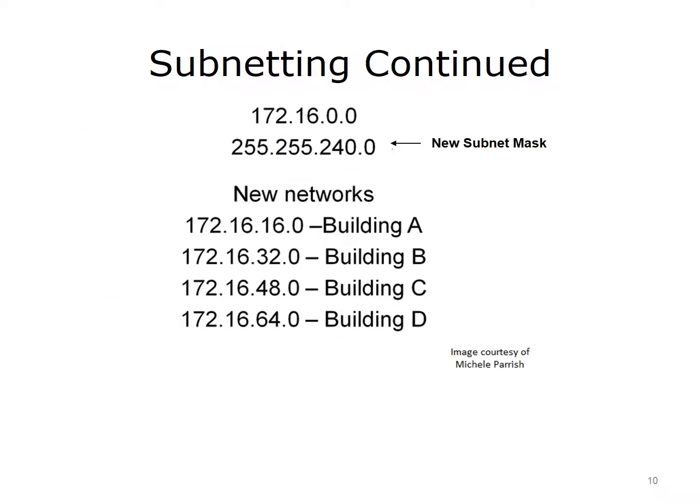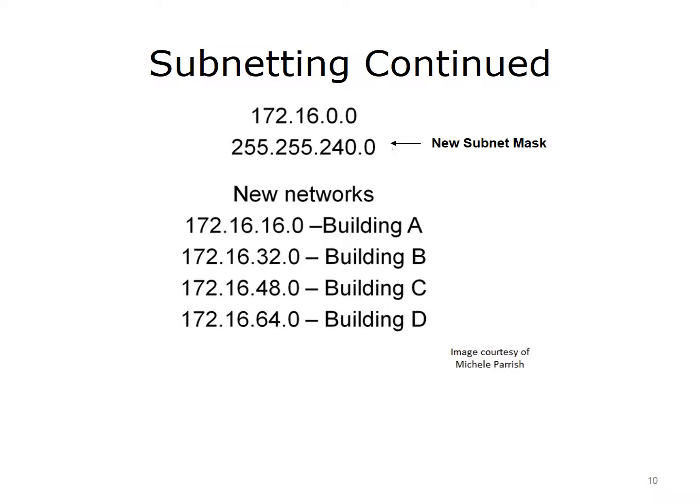Slide 10. 172.16.0.0 is a Class B address. The default subnet mask is 255.255.0.0. The first 2 octets identify the network, and the last 2 octets identify the hosts on that network. There are 16 bits that can be used to identify hosts on the 172.16.0.0 network. This means we can have over 65,000 hosts on that one network.